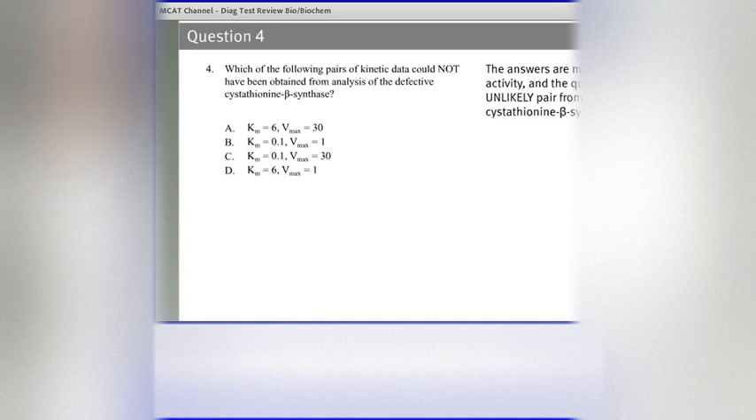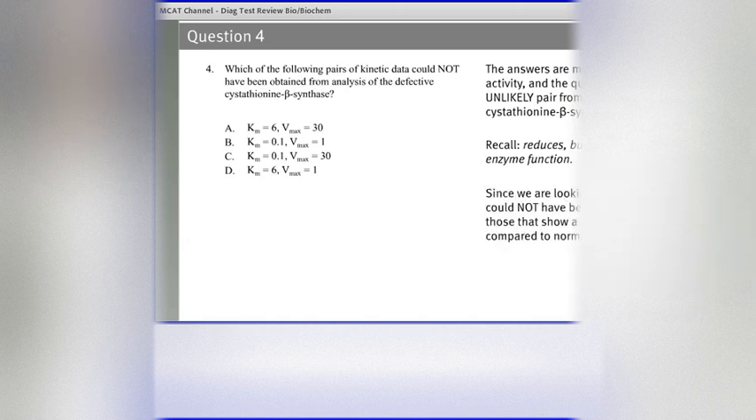Now, we need to know two things. We need to know what Km is, and we need to know what Vmax is. Absolutely. So as far as the concept here, we're really trying to tackle what would be affected or changed, or which of these could not fall within the curve, because 3 of these will have been somehow possible, and one of them has to be impossible.